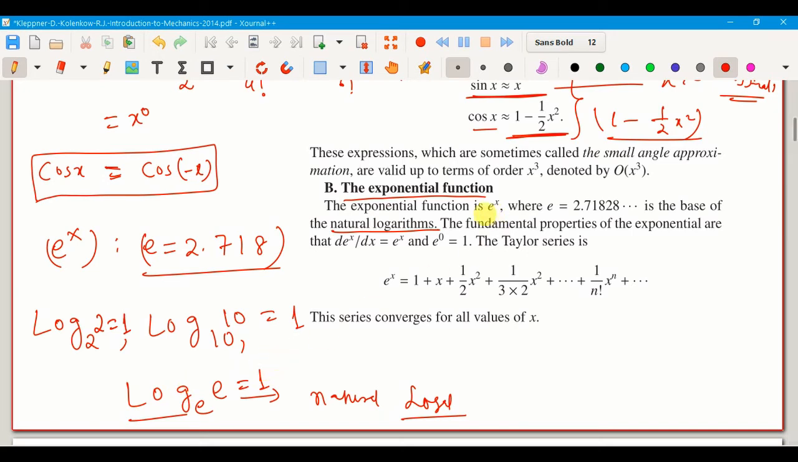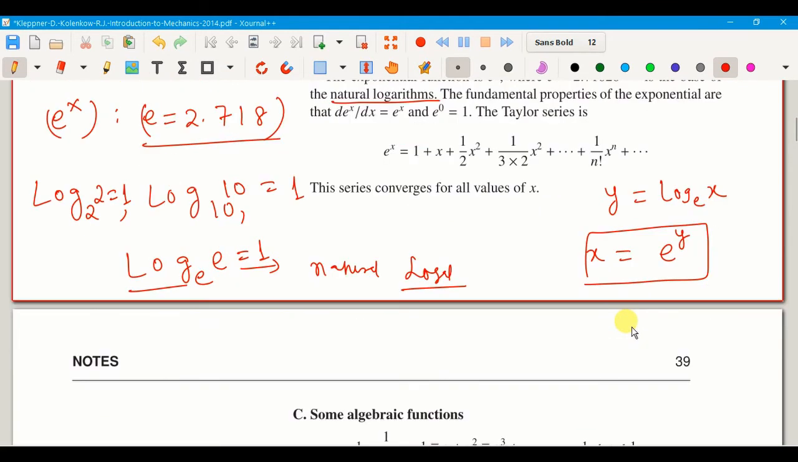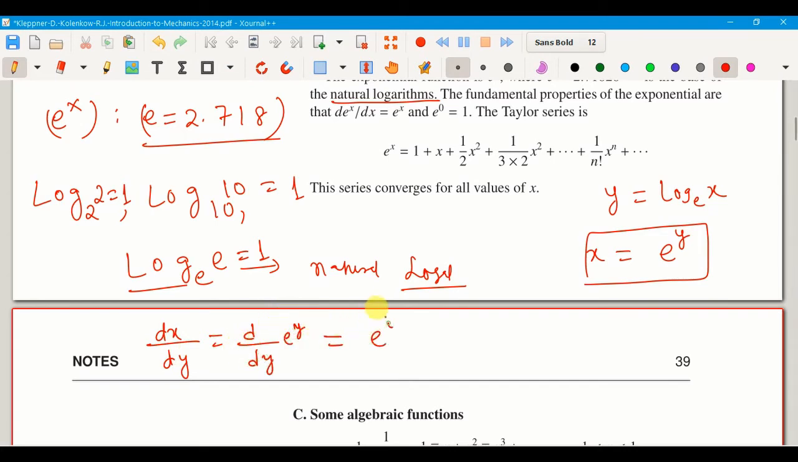Got it? So what could be the fundamental property of exponentials? If you understand, for example, log of e to x, we can always say that x is equal to e to the power y. Now you may ask whether we can do differentiation with respect to y. Yes, sure. dx by dy is d by dy of e to the power y, and the result will be e to the power y. Now d by dy of e to the power ay, if a is independent of y, is a times e to the power ay. That is the differentiation of exponentials.